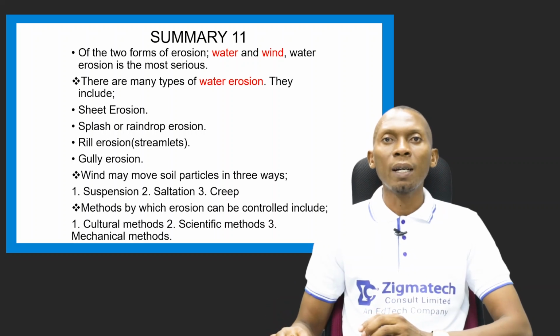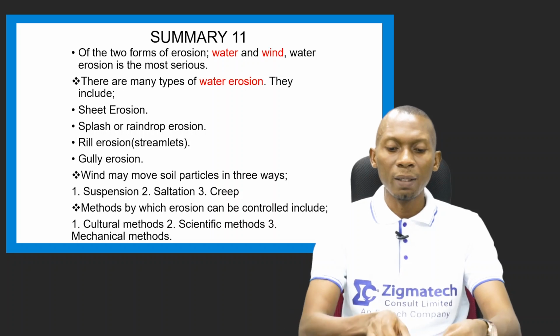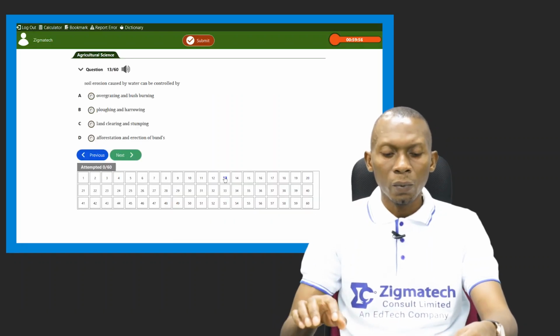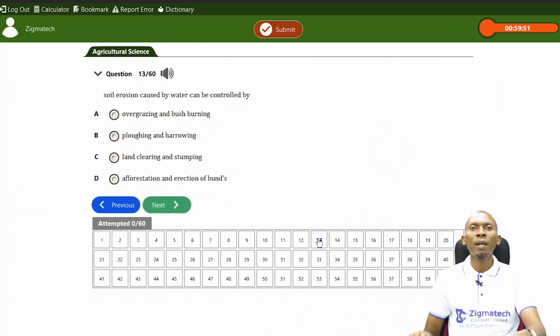So let's take a look at some questions using our exam guide concerning this topic. Okay. This question says soil erosion caused by water can be controlled by, we have A, overgrazing and bush burning, B, plowing and harrowing, C, land clearing and stumping, D, afforestation and erection of bunds.